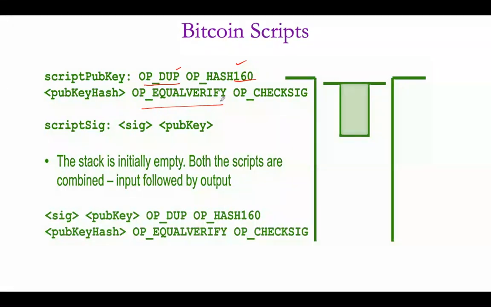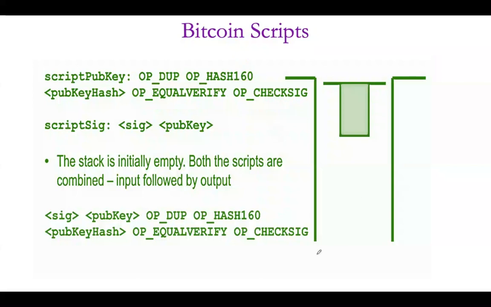If this term is 1, it means the inputs are equal; otherwise it will give 0. Another instruction is the operation code used to check the signature. This instruction takes the public key and the signature, and it validates the signature against the hash of the transaction. If it matches, it gives the true value; if it does not match, then it gives the false value.